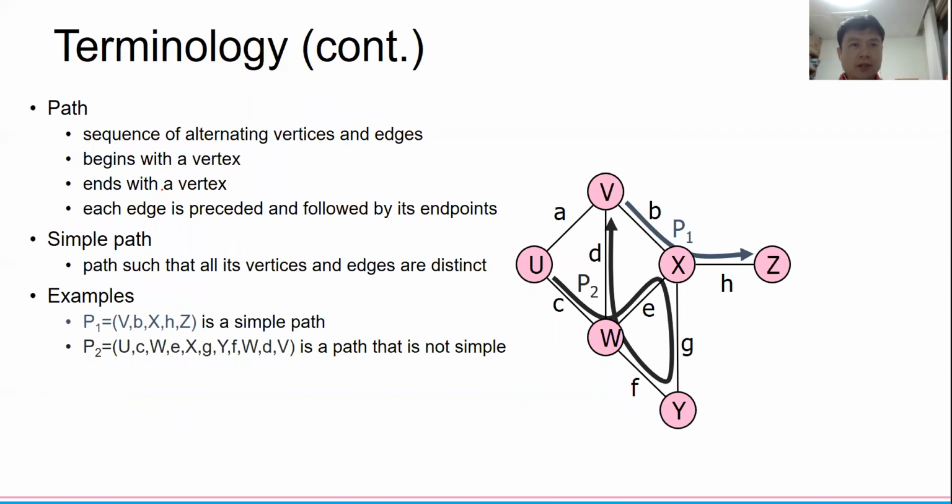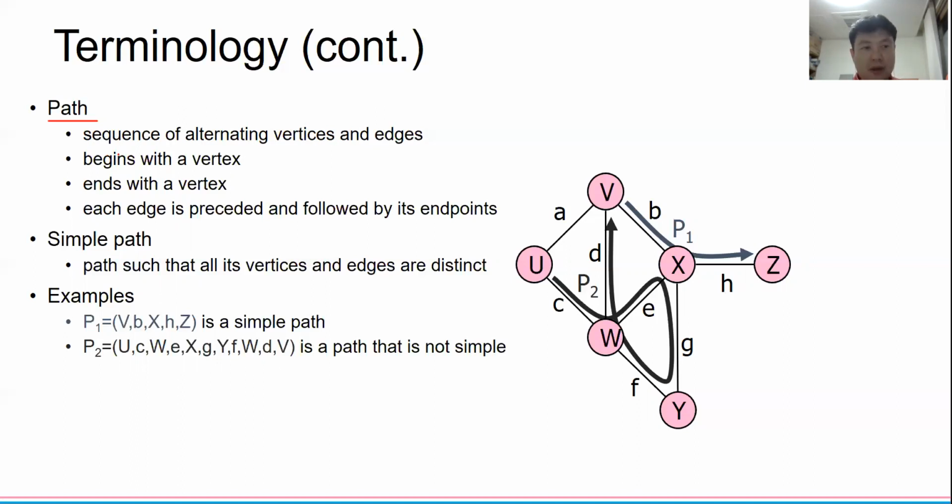And there is another kind of terminology which is path, simple path and cycle. So we can learn about that one. So what is path? A path is a sequence of alternating vertices and edges. The path will begin with a vertex and end with a vertex, and each edge is preceded and followed by its endpoint.